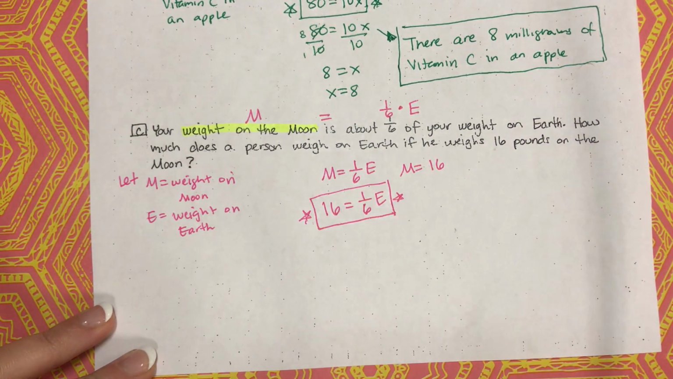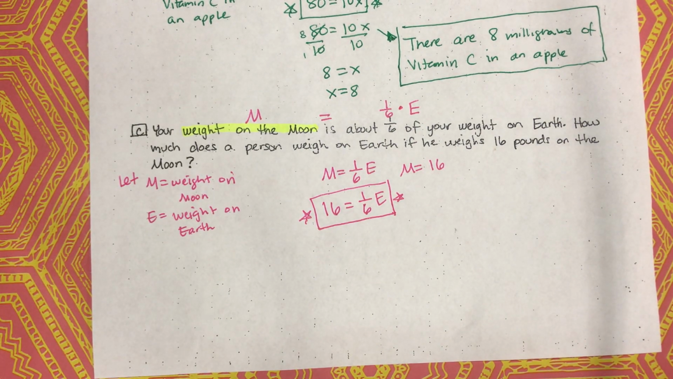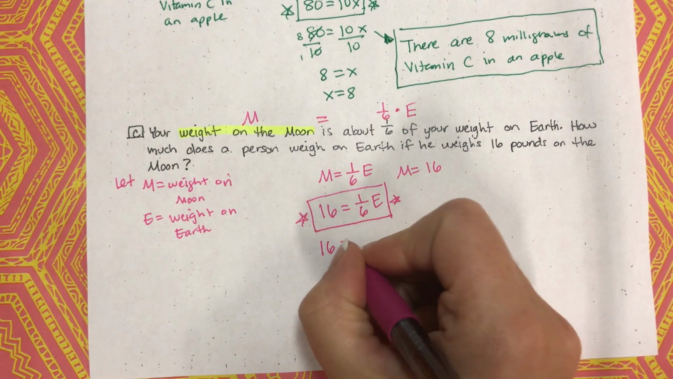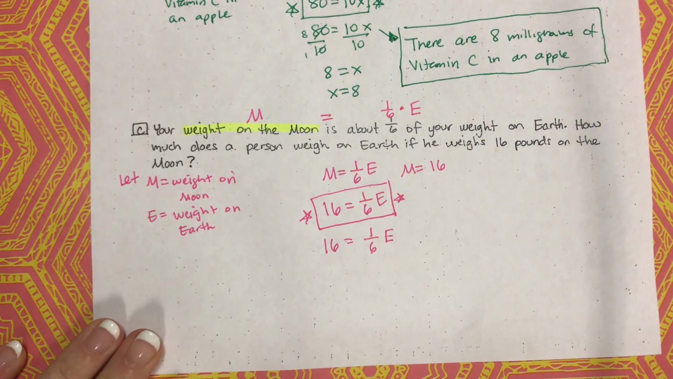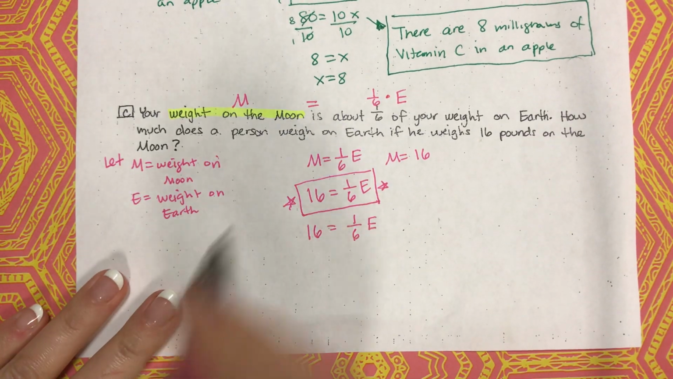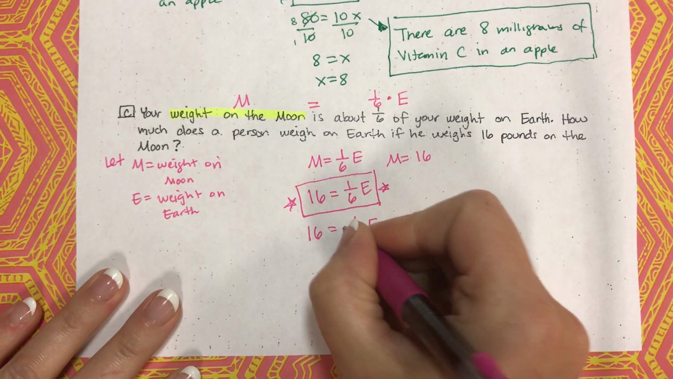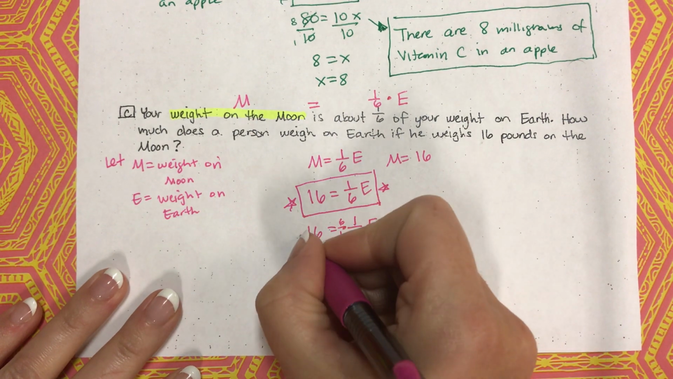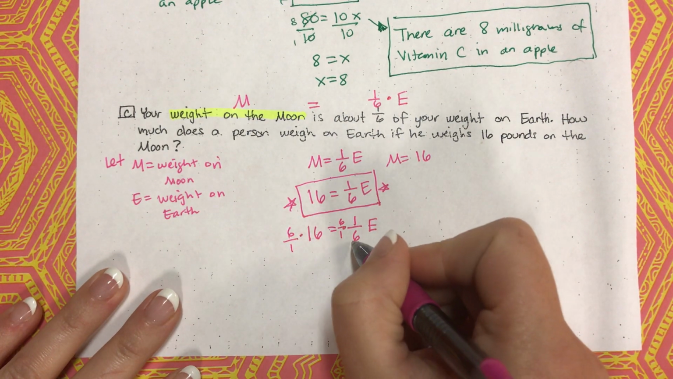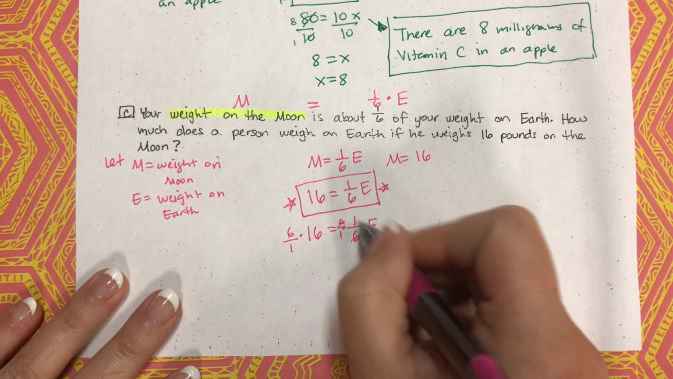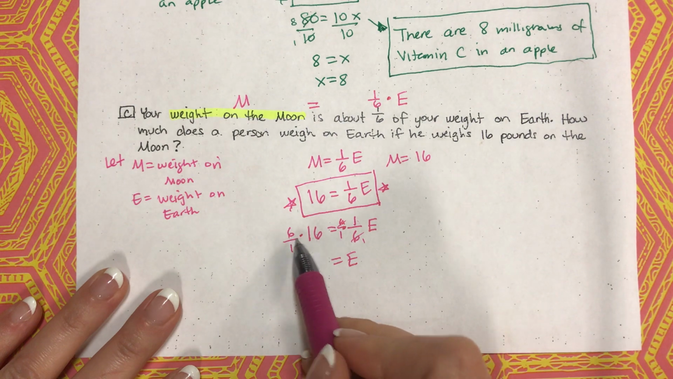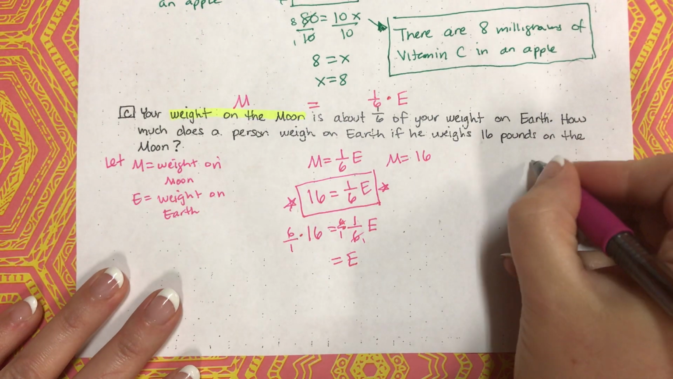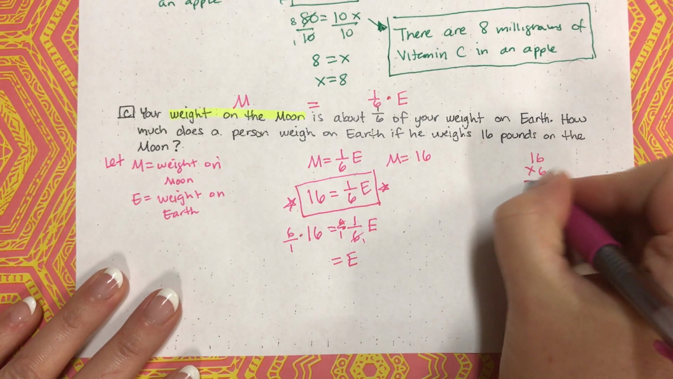Now we need to determine what that weight on the earth is. So we're just going to solve it for E, get E by itself. Use our algebra. So 16 equals 1/6 E. Okay, and we're going to do the inverse operation by multiplying by the reciprocal, 6/1, to both sides. Those 6's cancel out and become 1s. All this is just 1 times E, which is E. And then we have 16 times 6. I don't know what that is off the top of my head, so I'm going to go over here to the side and figure it out.